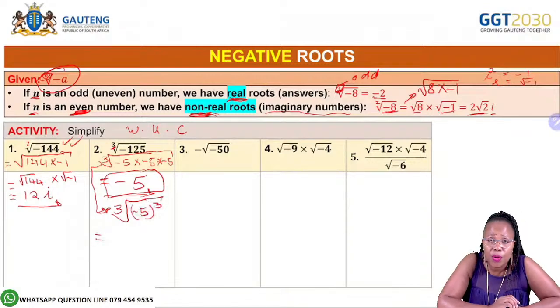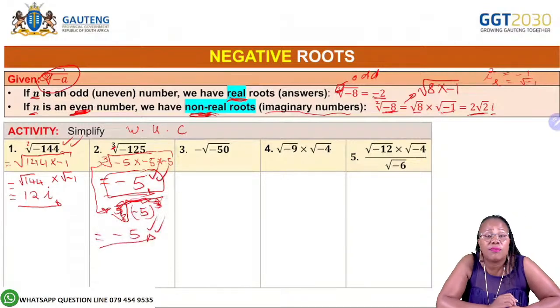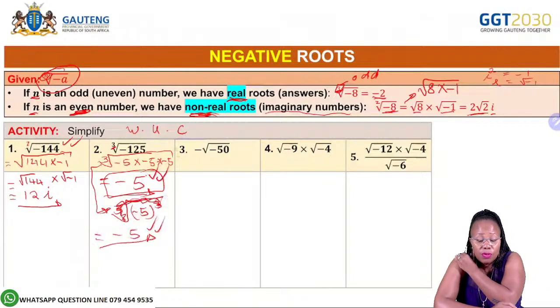I'm just showing you where this minus 5 comes from. Now the cube root will cancel. The exponent 3 will cancel the cube root, then you are left with minus 5 as the answer there. That is why our answer is indicated as minus 5 on the calculator. Okay, and now look at number 3.